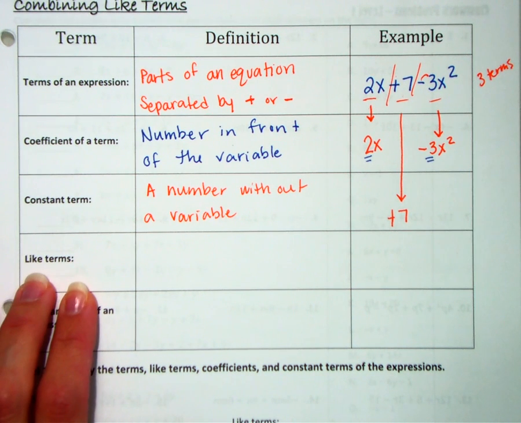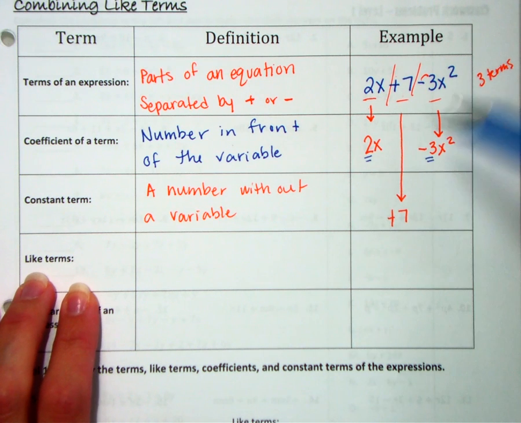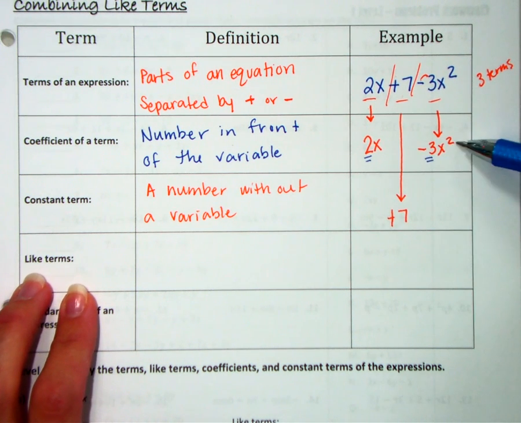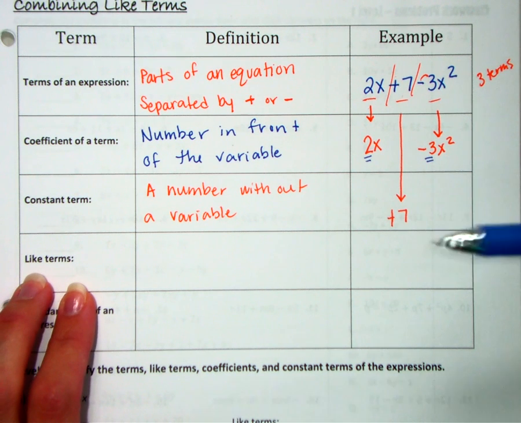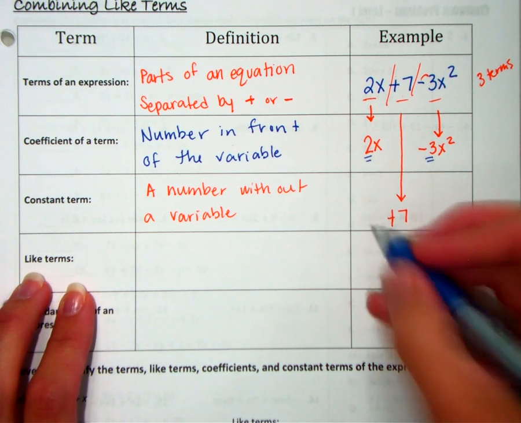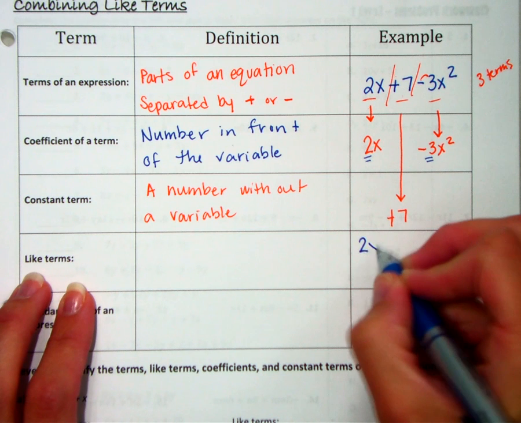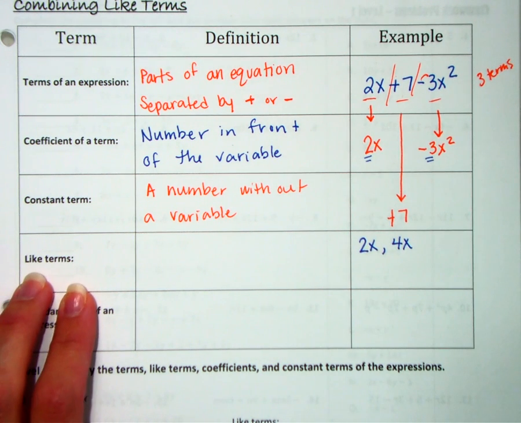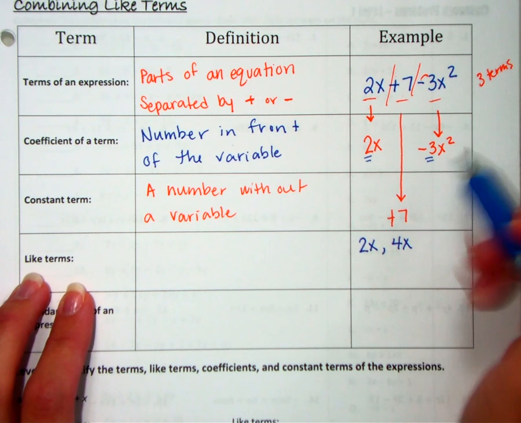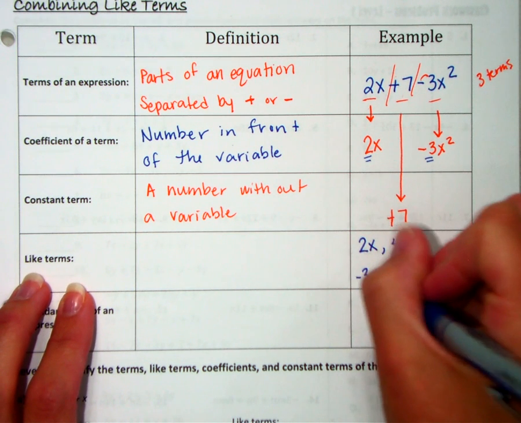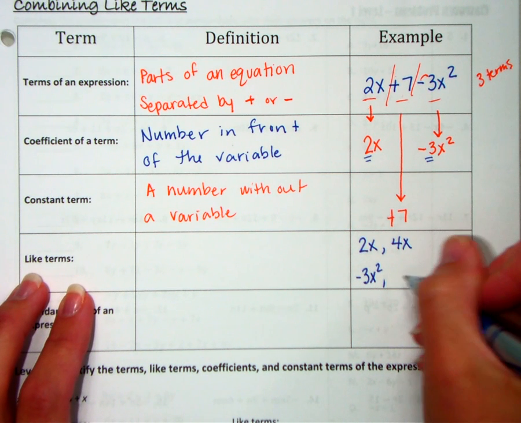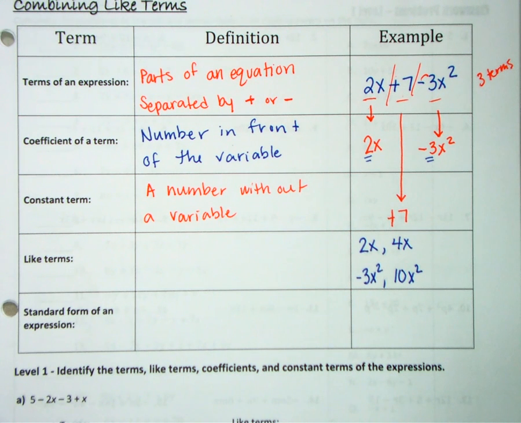Like terms. Up here we have no like terms because this is an x, this has an x squared, and this has no x at all. So if I wanted my terms to be alike, you would have to have something like 2x and 4x. Those would be like terms. Another set of like terms, if I wanted to have something like with negative 3x squared, it would have to be something, I don't know, make up a number, 10, and it would have to be an x squared. That's what makes it a like term.